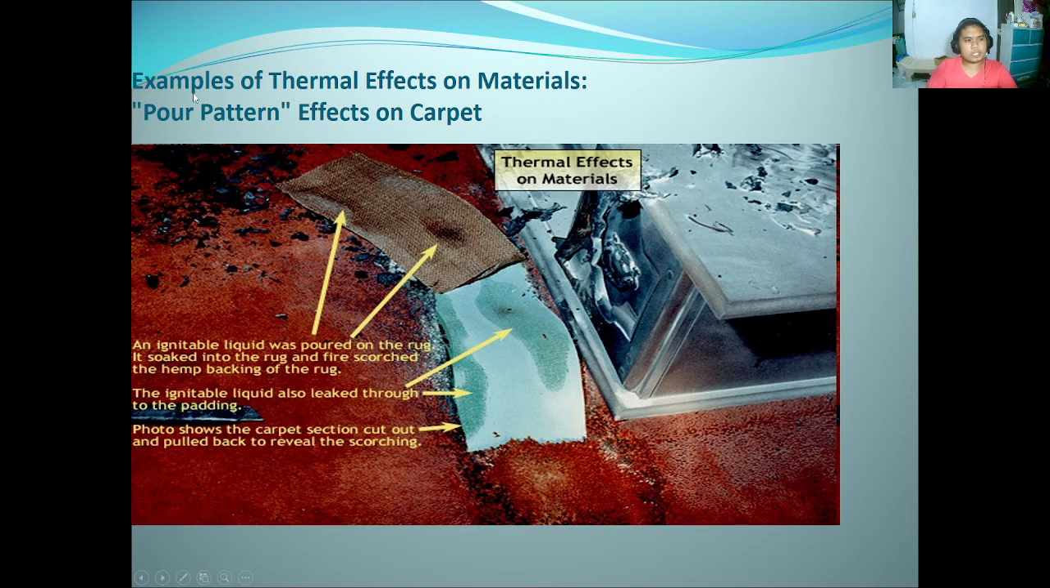Example thermal effect of material, pour pattern. Effects on a carpet, guys. Thermal effect of materials. Ito. Ignitable liquid was poured on the rug and soaked into the rug. Ibig sabihin, yung mga liquid, no? Gasoline or kerosene o mga kung ano ba yung liquid na ginawa dyan para mag-cause of fire, dito ginamit. The ignitable liquid also leaked through the padding. Photos show that the carpet section was cut out and pulled back to reveal the scorching.